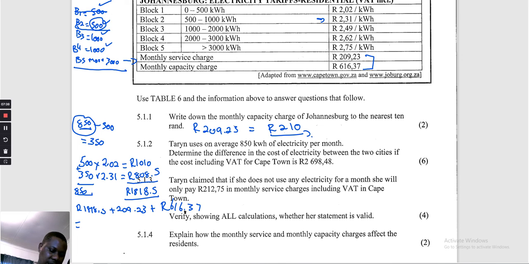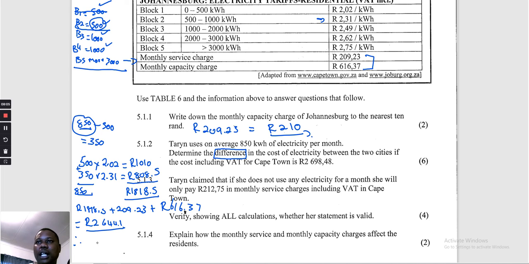So 1818,5 plus 209,23 plus 616,37, and then that gives me 2,644,1. Therefore, now remember they want what? The difference. It is stated here.